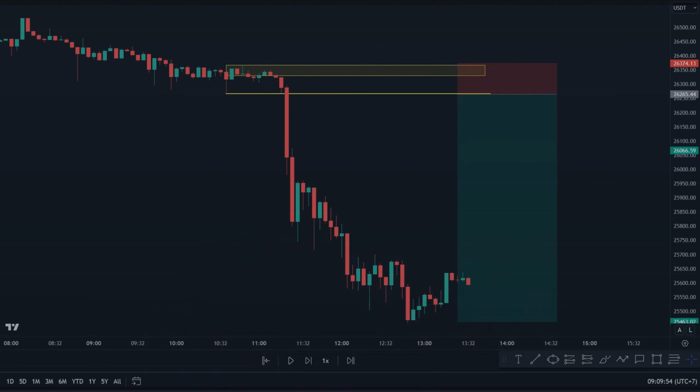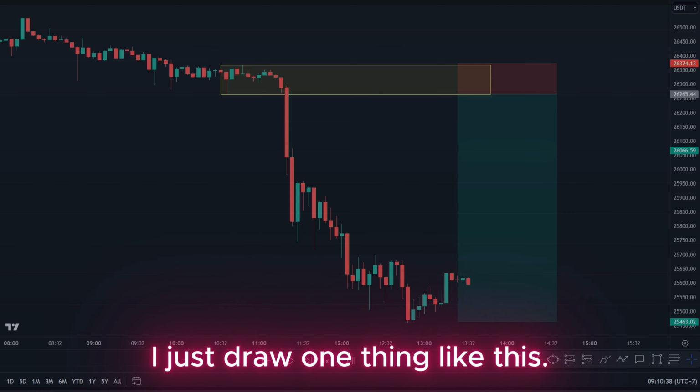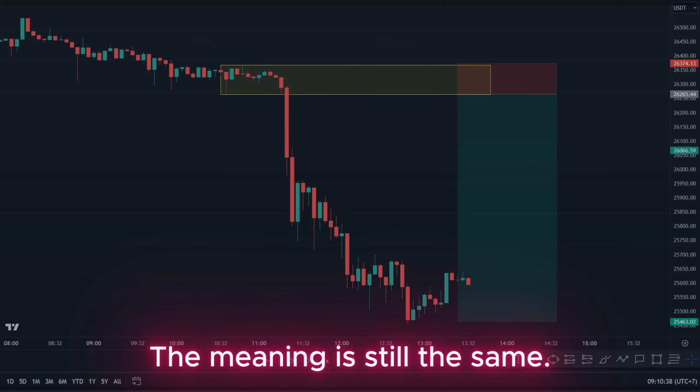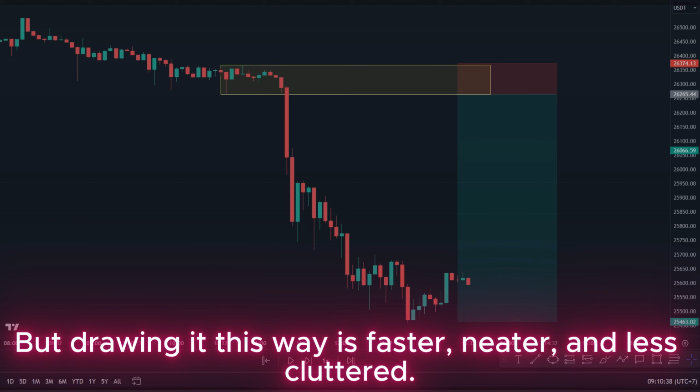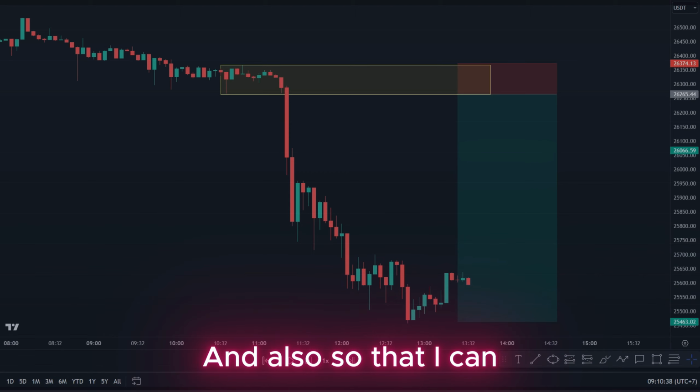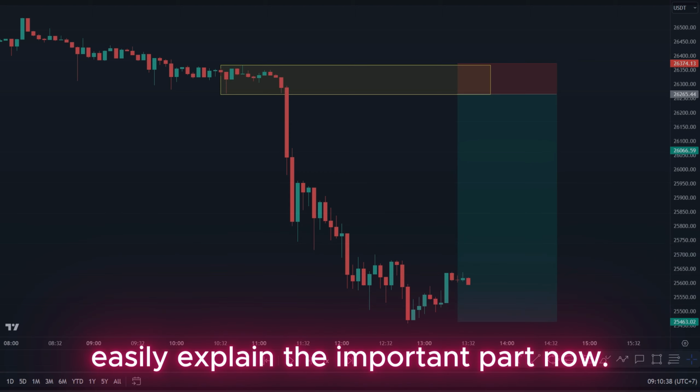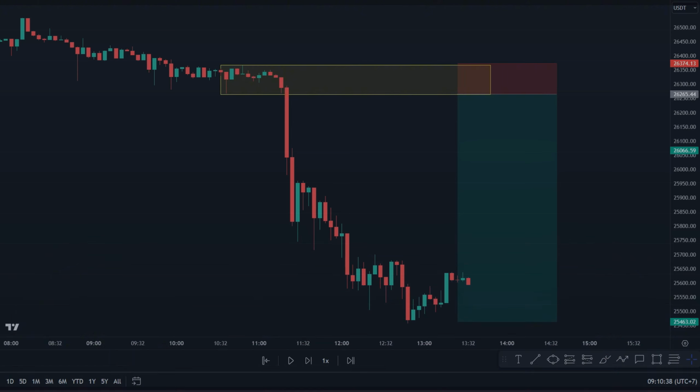This is how I draw, to explain it for everyone to understand. Before I trade, I don't draw this much, I just draw one thing like this. The meaning is still the same. But drawing it this way is faster, neater, and less cluttered, and also so that I can easily explain the important part now. Let's continue.